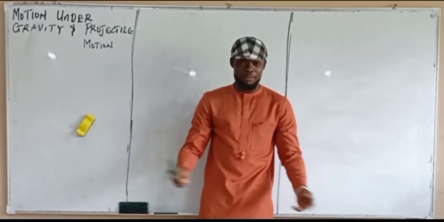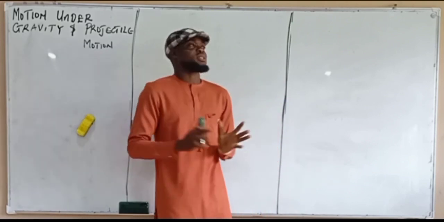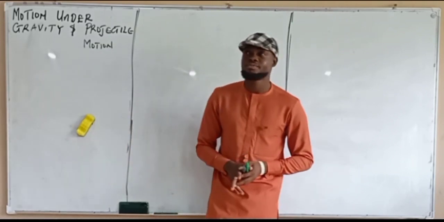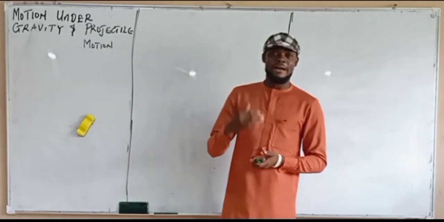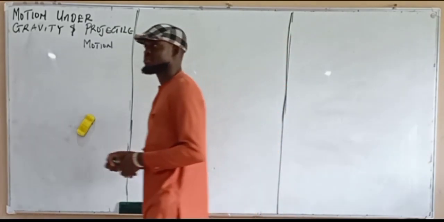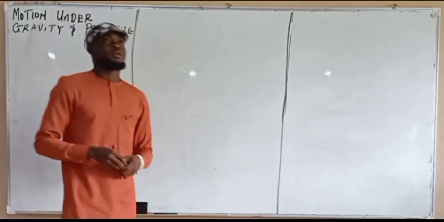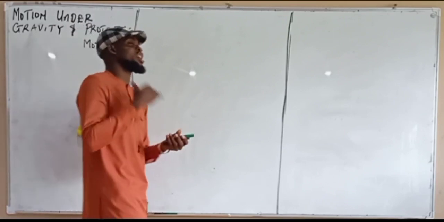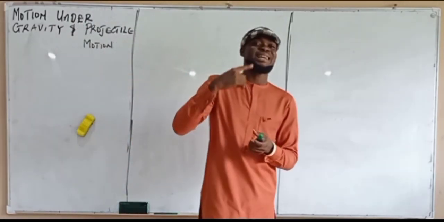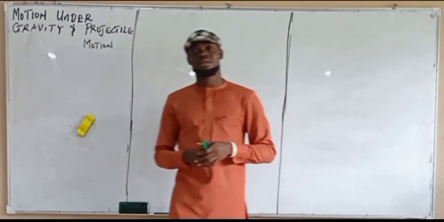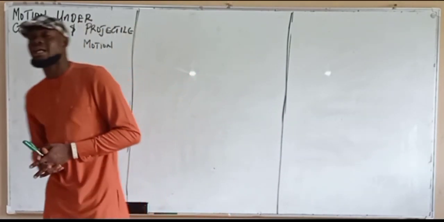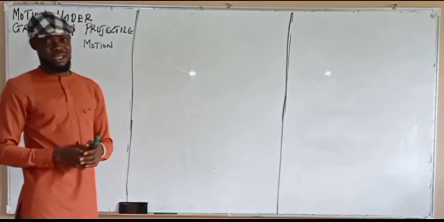So let's look at projectile motion. Projectile motion is a type of motion of a body which describes a curved path or a parabolic path.